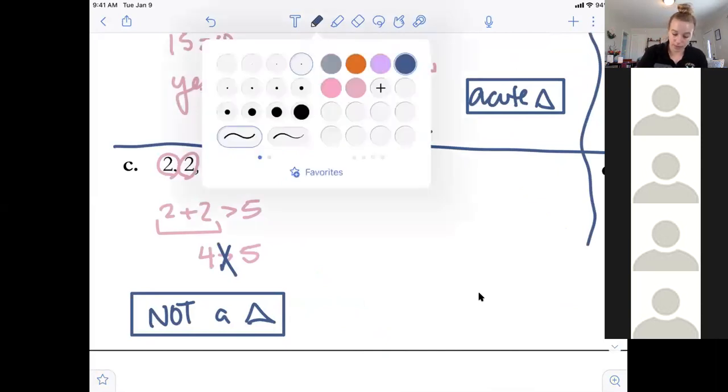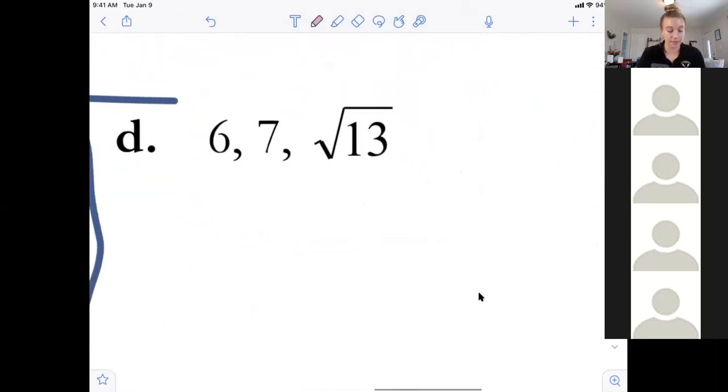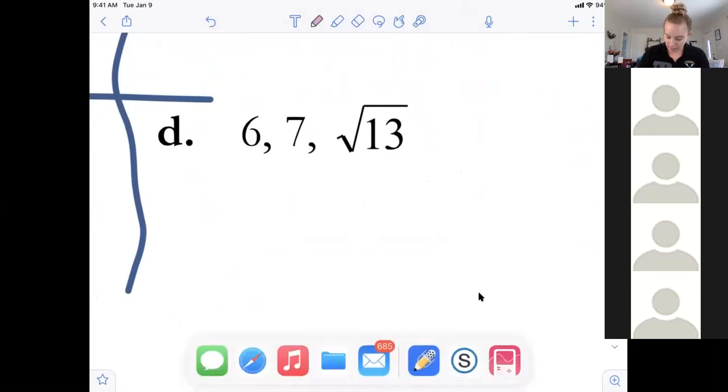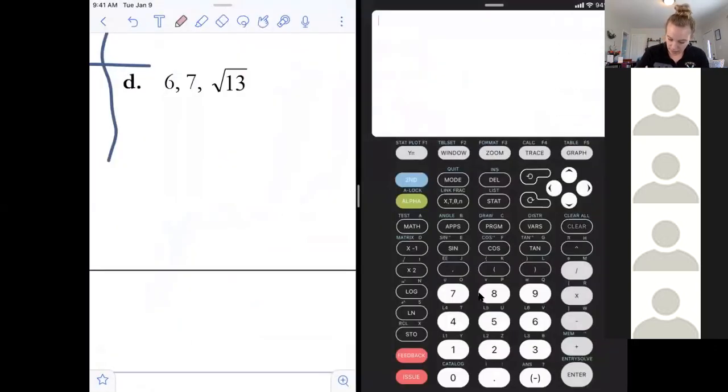Okay. The last one says 6, 7, and root 13. Ooh, this is kind of like the last one where we have this weird radical. Let's decide what that is, because I don't know what my smallest, biggest, medium number is here. So I want to make sure I'm adding the two smallest ones to see if it's bigger than the third one. So I'm going to get my calculator back out and I'm going to do root 13.